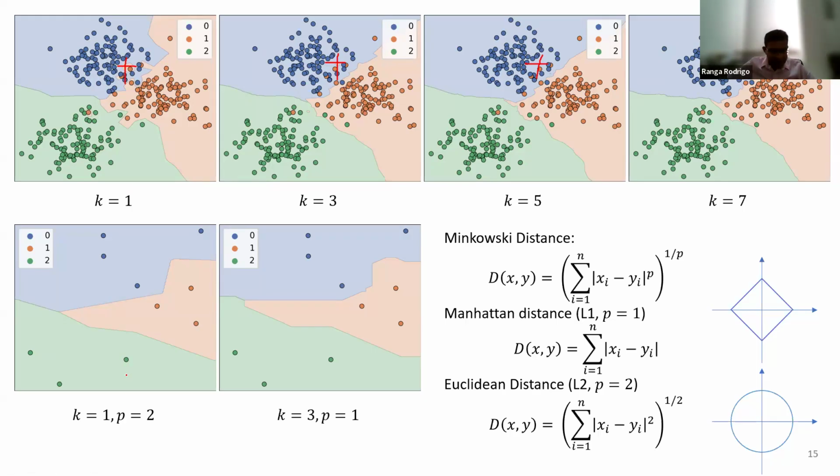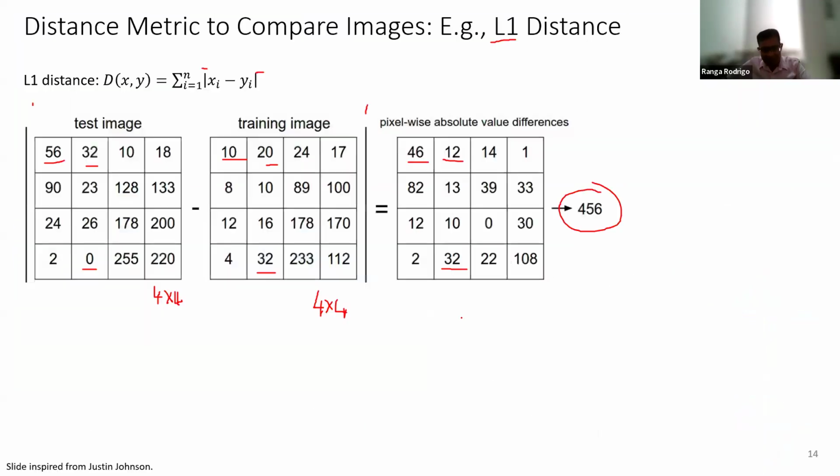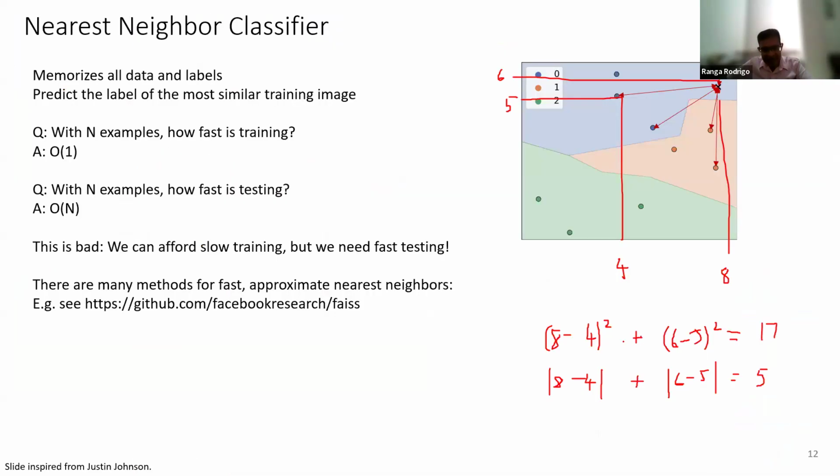Then we briefly look at the distance metric. Here, k equals 1, p equals 2. k equals 1 means only the nearest neighbor, and p equals 2 means in this formula, we put p equals 2. When p equals 2, you get the Euclidean distance. And when you put p equals 1, you get the so-called Manhattan distance, which is what we considered earlier in this computation. This is the Euclidean distance.